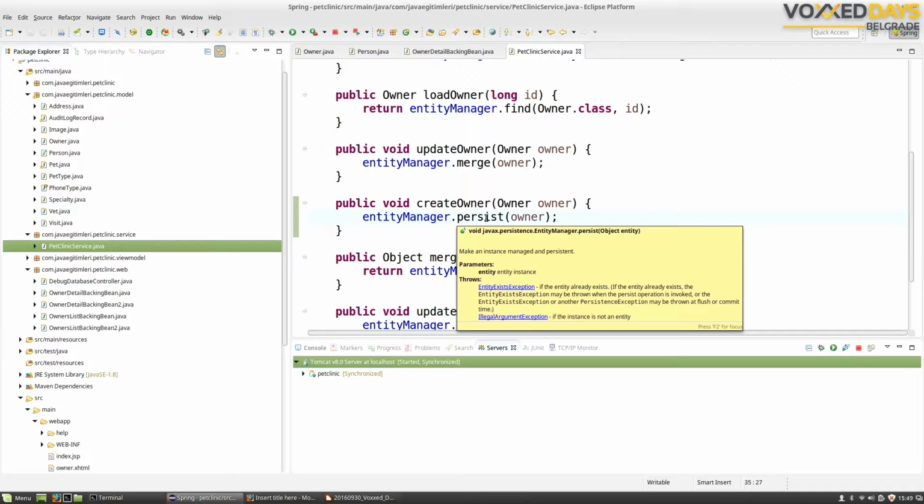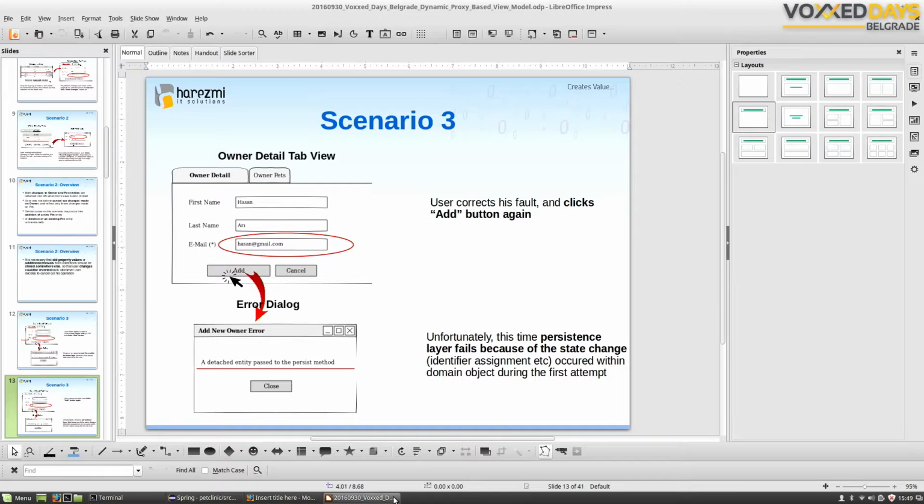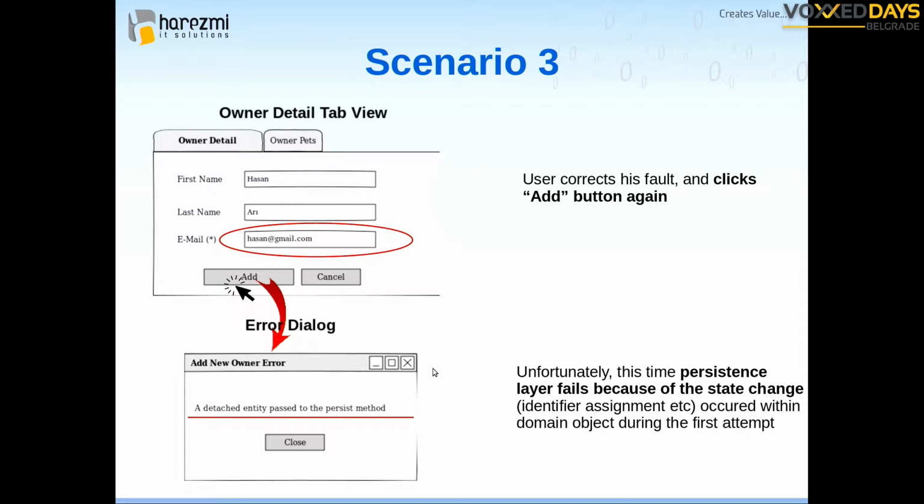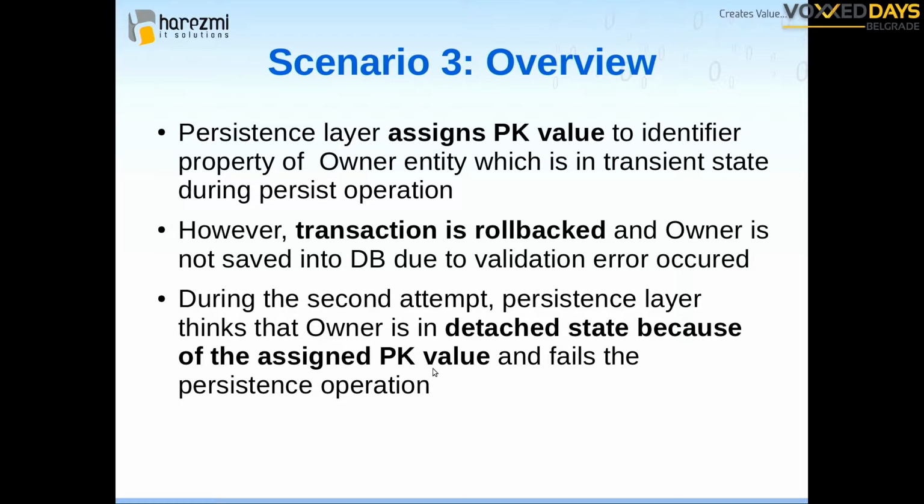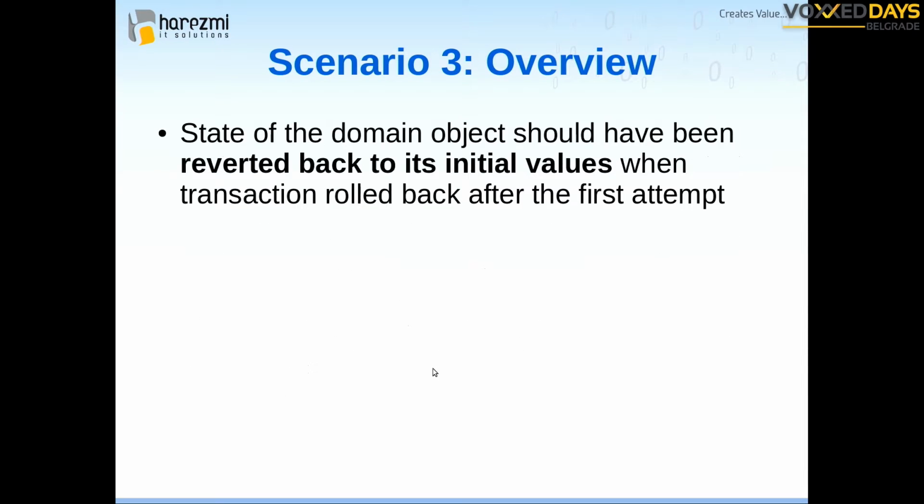In the second attempt, we provided the missing required field and resent the owner entity to the persist method again. This time, the persist method in JPA checks that there is a primary key value in the owner entity, and because of the existence of that primary key value, it thinks that the owner is not transient. Instead, it's detached and raises such an error. Actually, what should have happened here is that the state of the domain object should have been reverted back to its initial values when the transaction rolled back at the end of the first attempt.